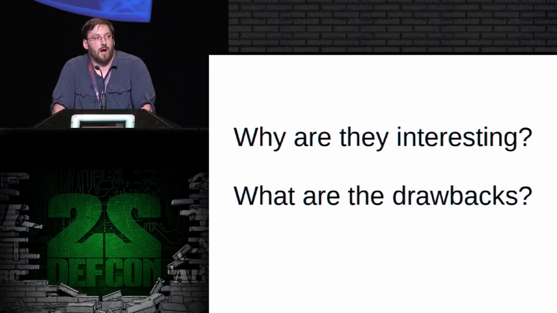I kind of just explained why I think timing attacks are interesting. The drawback is they generally make a lot of noise. You have to take a lot of samples of whatever it is that you're trying to attack before you can make a statistical decision about whether or not the data that you have means anything.